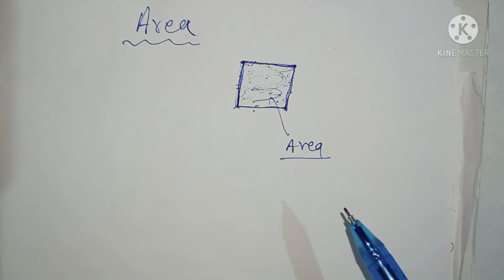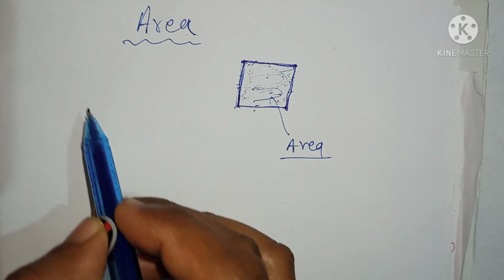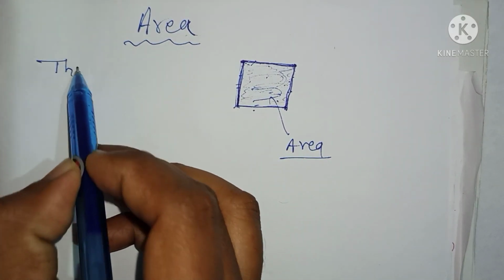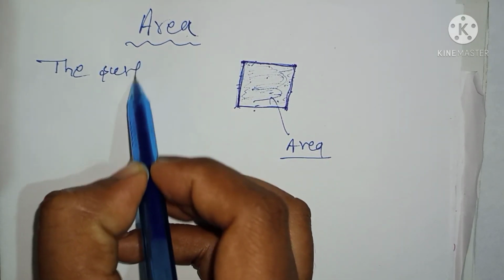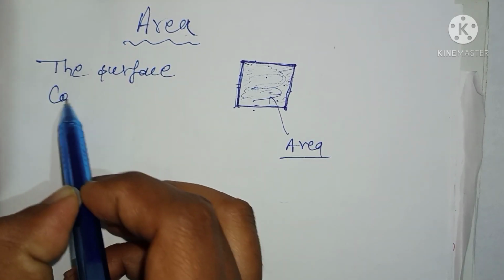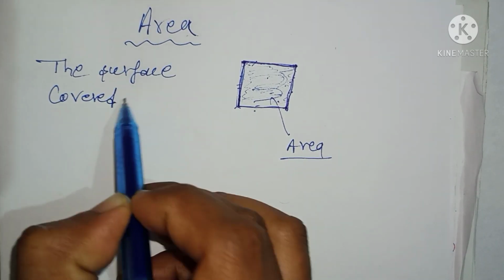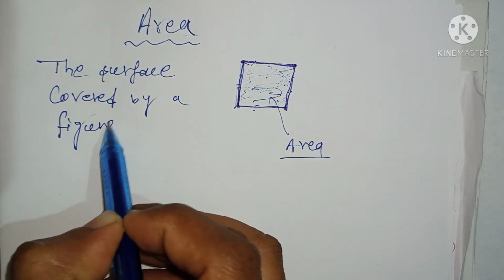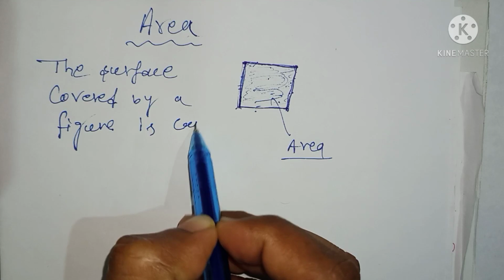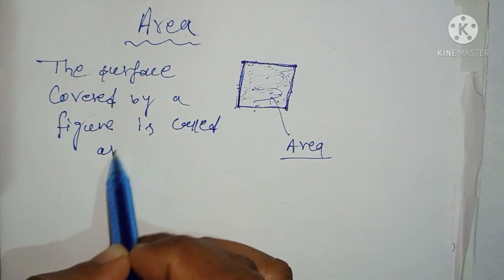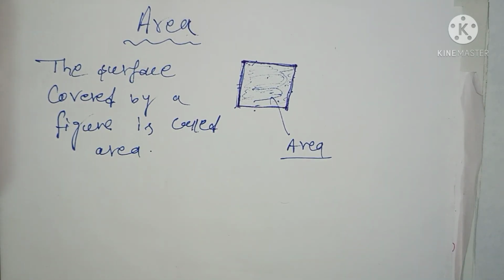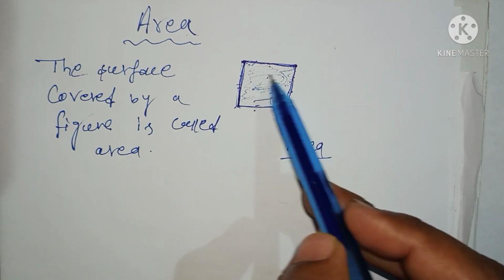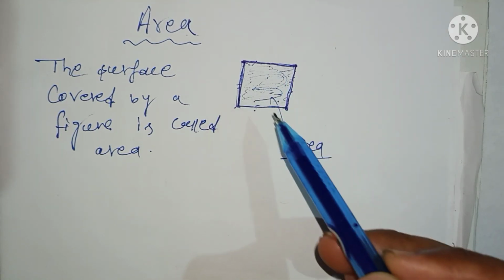By the definition we can say that the surface covered by a figure is called area. Is it clear to all of you? How much surface or how much space a figure occupies, that is known as area.